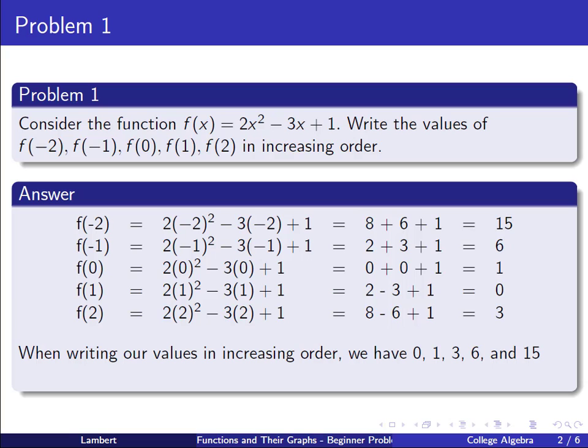Well, 0 corresponds to f of 1. So our first value would be f of 1. Our second value is 1, and that corresponds to f of 0. So we'd write f of 0. And then our third value, which is the number 3, is f of 2. Fourth value on that list is 6, which is f of negative 1. And finally, our fifth value, which is f of negative 2, is 15. Those two associate. So there's our list, and so to write it out, f of 1, f of 0, f of 2, f of negative 1, and f of negative 2 is our answer.